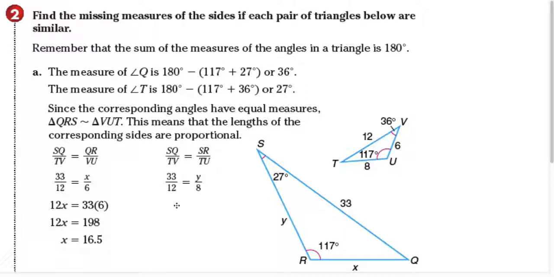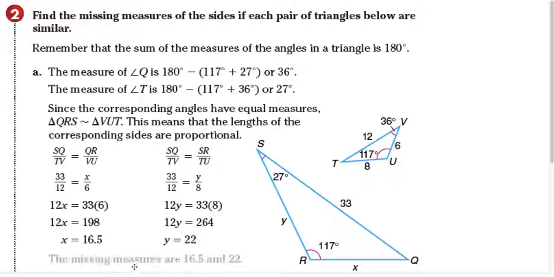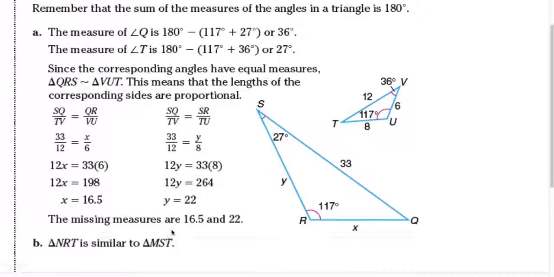And then we do cross products. We have 12y equals 33 times 8. 12y equals 264, and divide both sides by 12. y equals 22. So the missing measures are 16.5 and 22. Okay? And that is letter A.